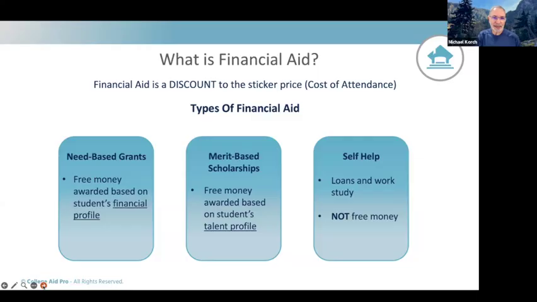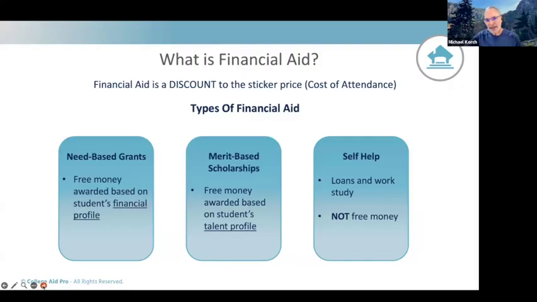The middle bucket is merit-based scholarships. This doesn't have anything to do with the financial position of the family, but it has to do with the talent profile of the student. Obviously, academics like GPAs and test scores, but it could be that they're really good at throwing a football, or they're an amazing cellist or dancer, an artist. Those are all the different skill sets that schools want on campus, and those kids are potentially rewarded with a merit-based scholarship.